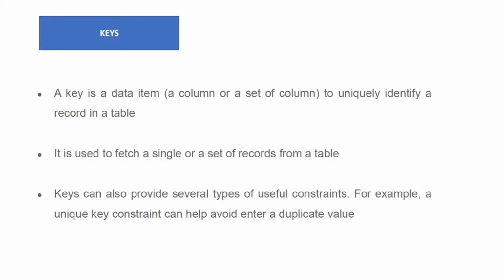Now let's talk about keys, another important component of a table. A key is a data item which uniquely identifies a record in a table, and whenever we have to fetch a record from a table, we use keys to fetch it. Keys can also provide several types of useful constraints. For example, a unique key constraint can help avoid entering a duplicate value.